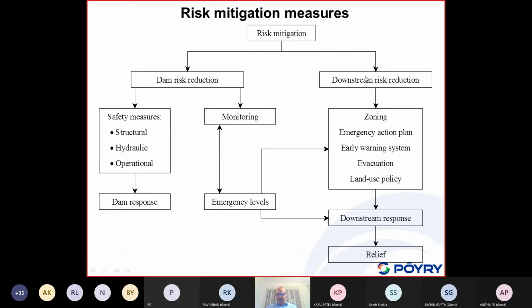We can do the downstream risk reduction. As I said, in Switzerland we are basically only doing this. For risk mitigation, we look into downstream risk reduction. I think this you can quantify, you have a direct impact. That relates to structural measures and non-structural measures. And on the other hand, we want to have a dam risk reduction, that means the safety, to reduce the probability of failure.